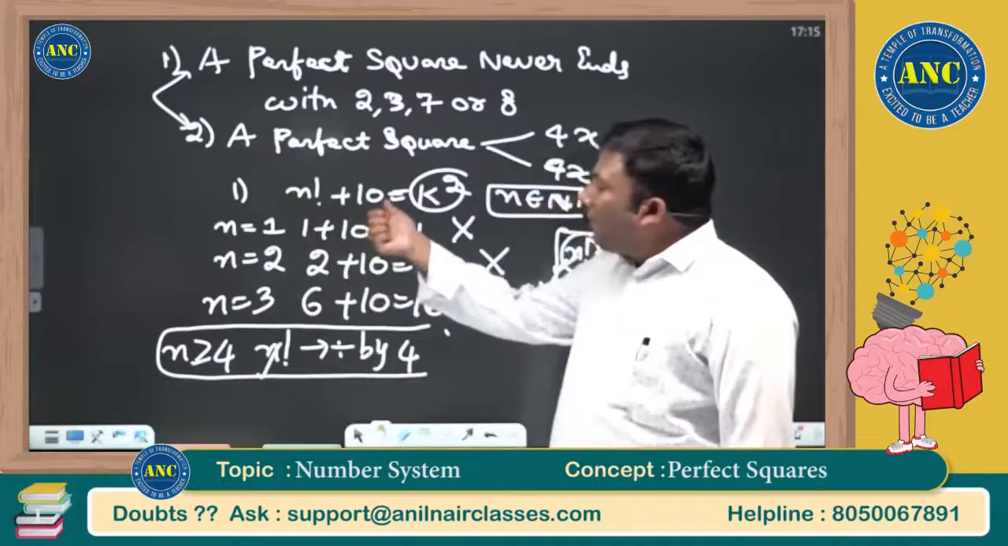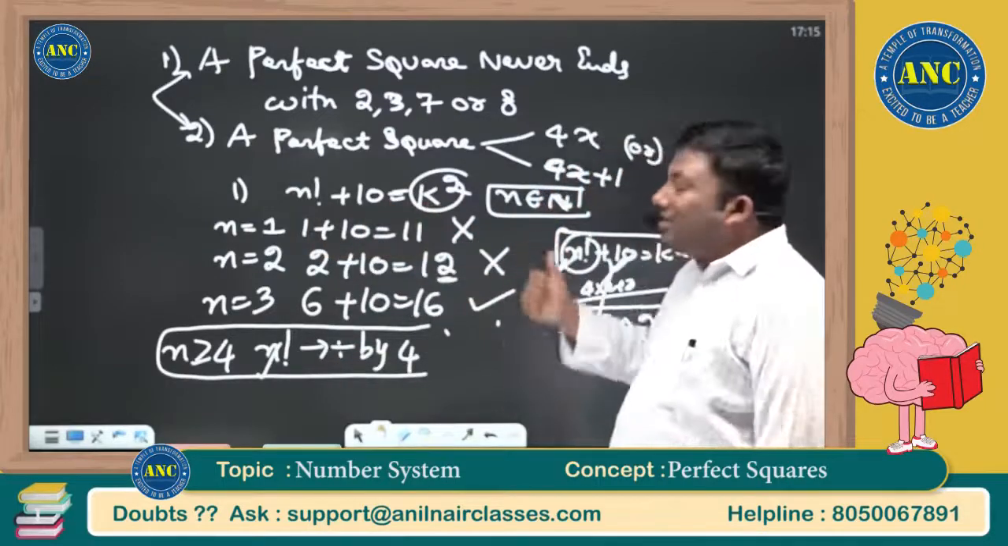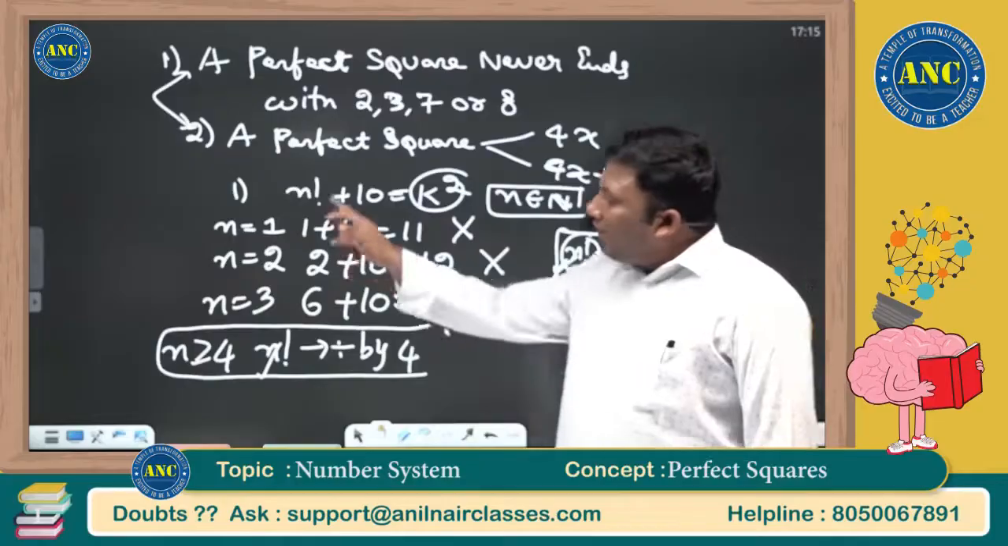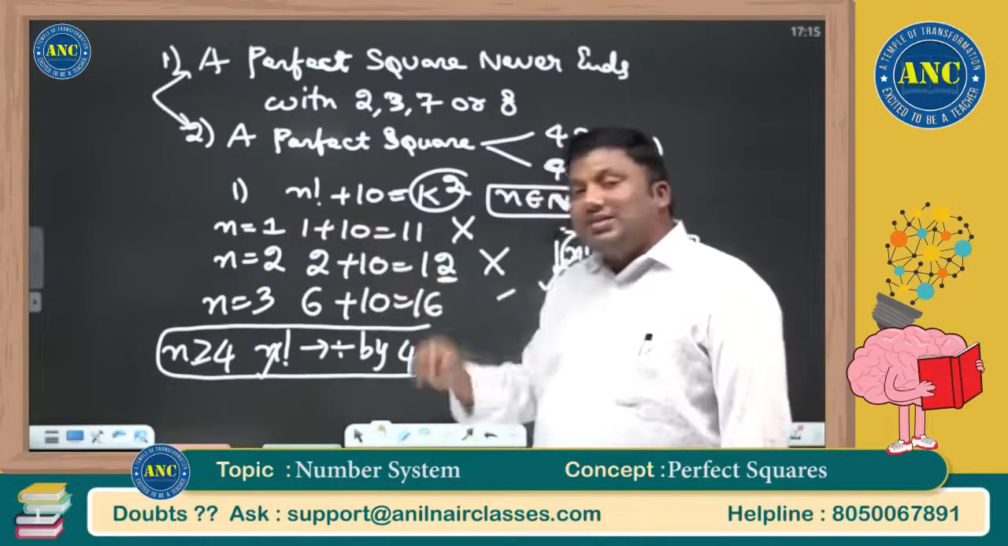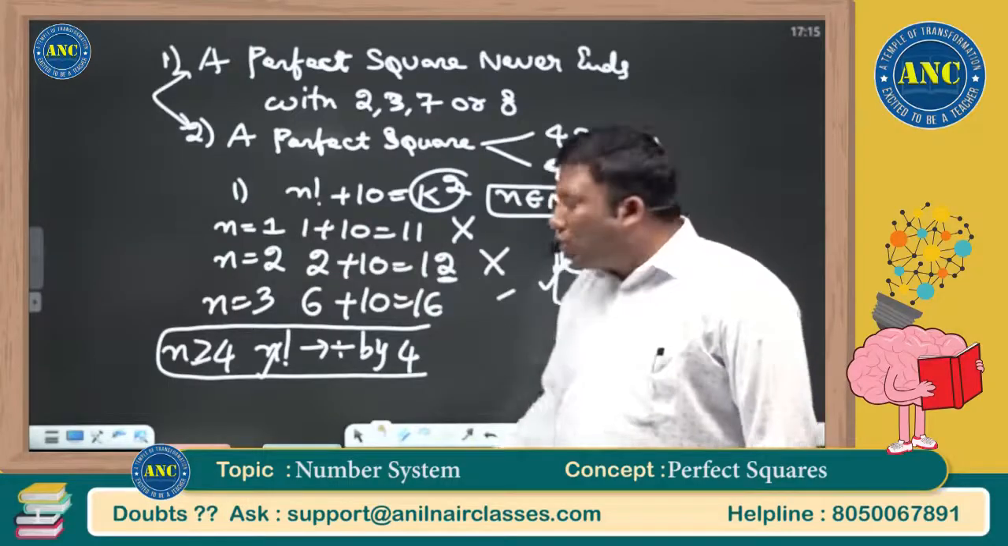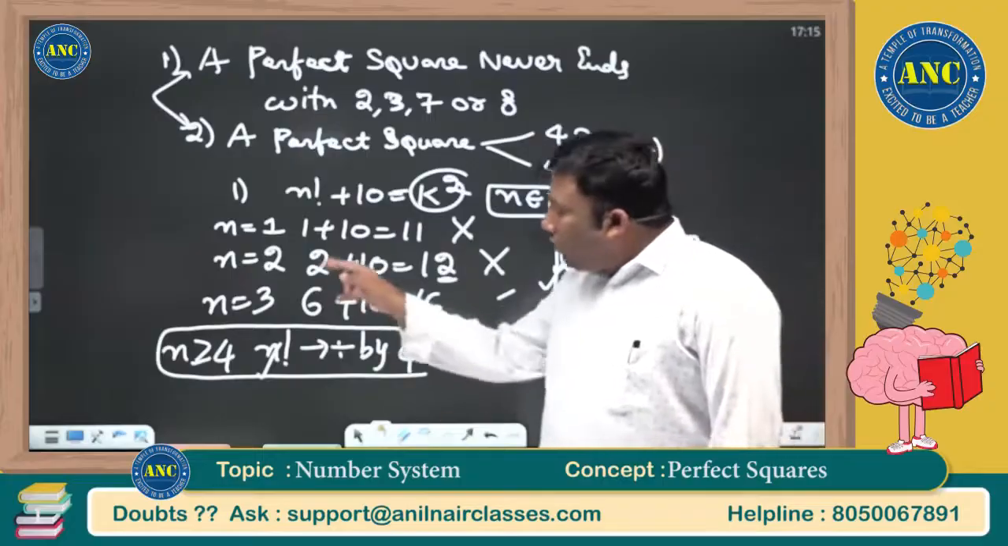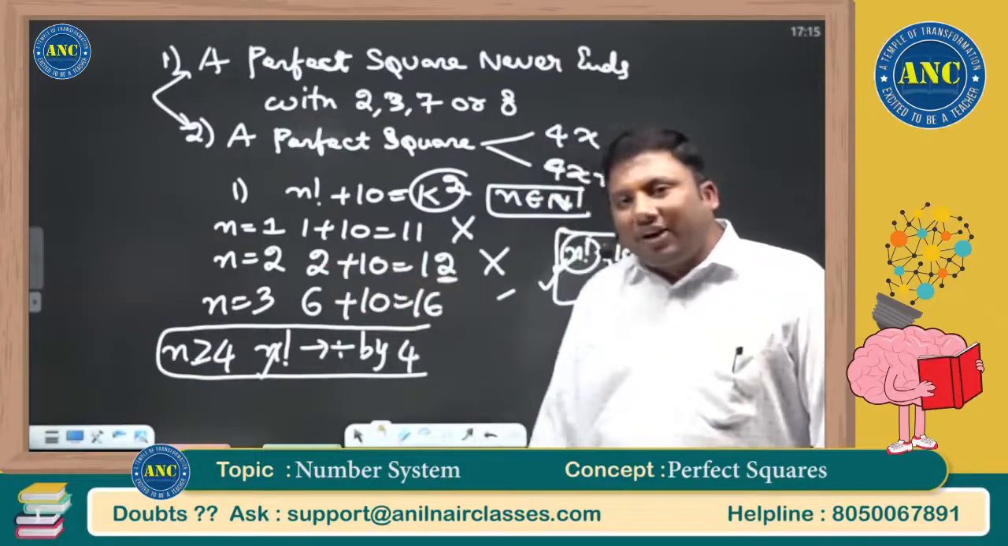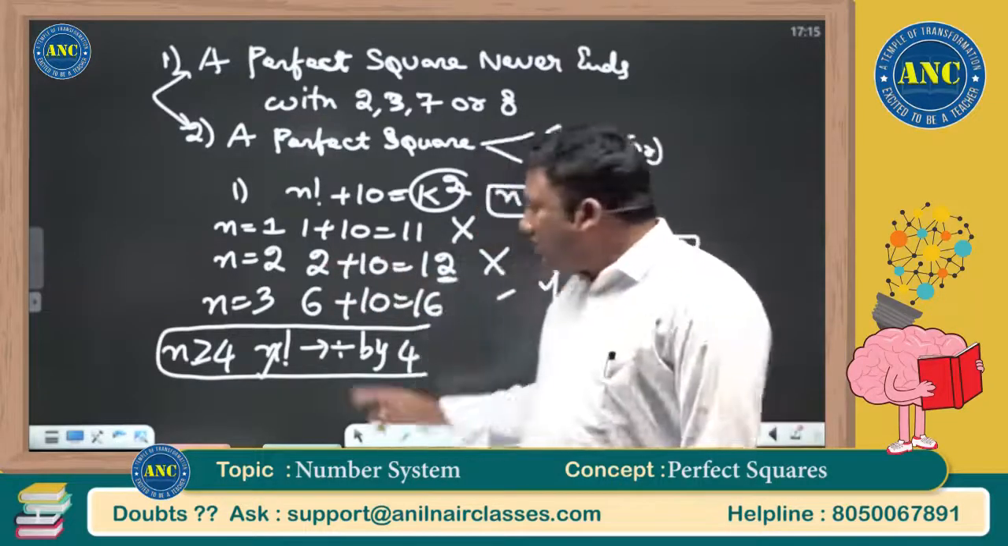N factorial plus 10 is k square. N is given as a natural number. N is 1: 1 plus 10 is 11. 11 is 4 into 2 plus 3. Not possible. N is 2: 2 plus 10, 12. Any perfect square never ends with 2, 3, 7 or 8.